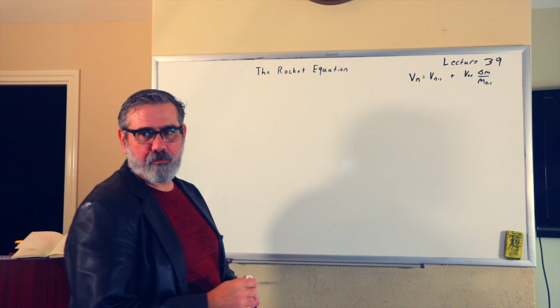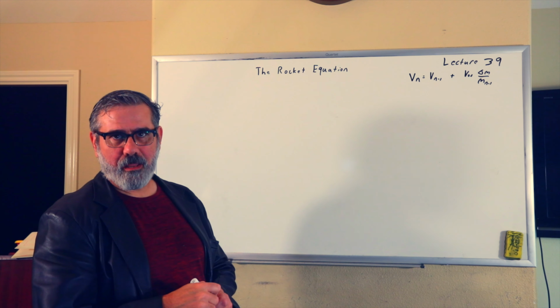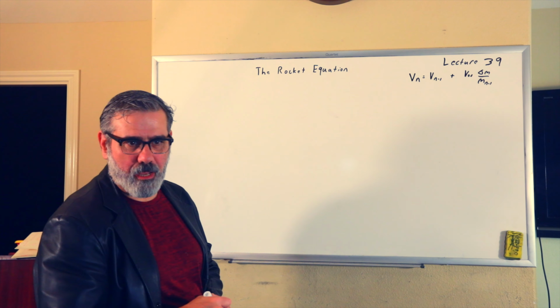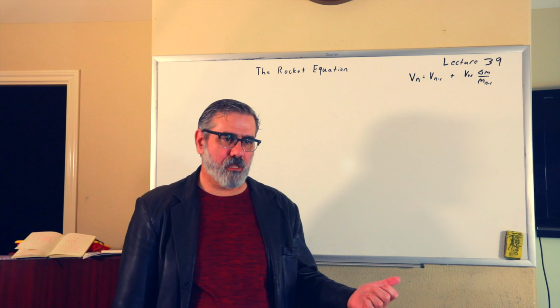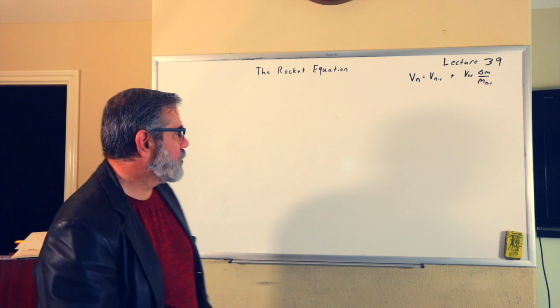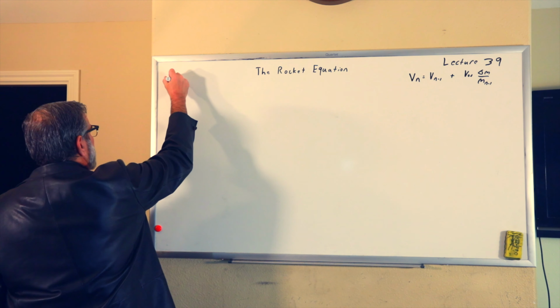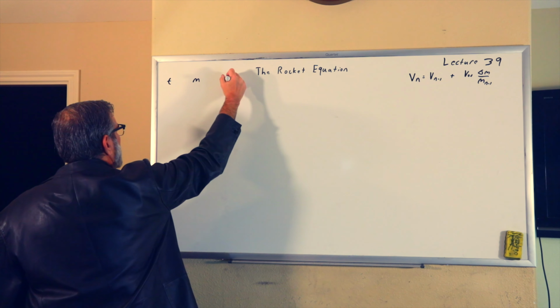You could even put this into a spreadsheet and calculate these velocities. You'd have to do it recursively. You'd have to calculate the first time step, and from that calculate the second velocity in the second time step, and so on and so forth. That's what we're going to do here. We're going to make a table. So we'll say T, M, and V.